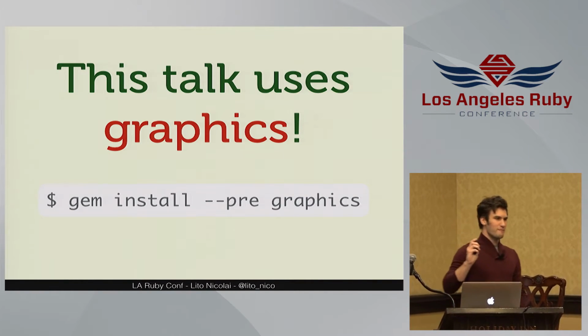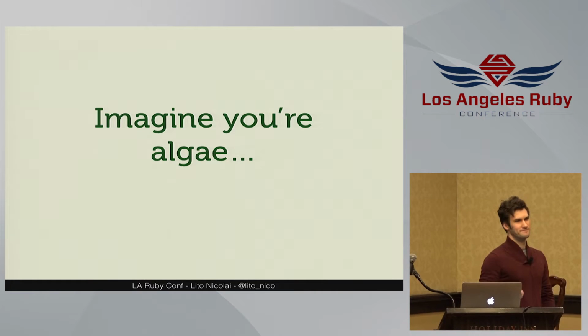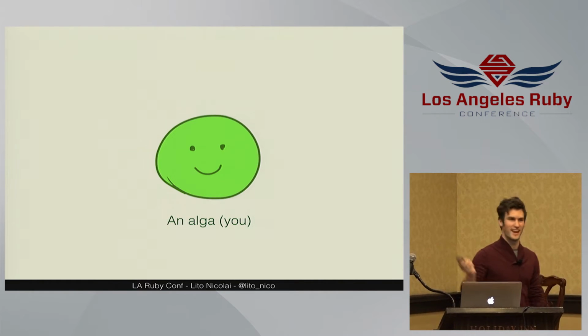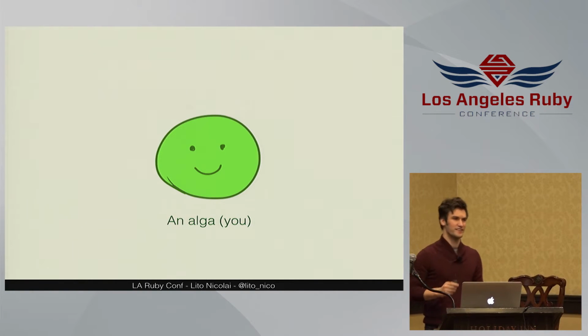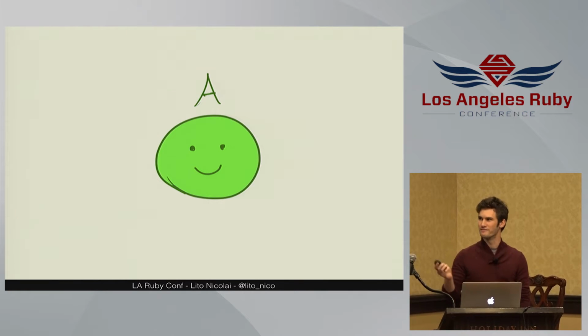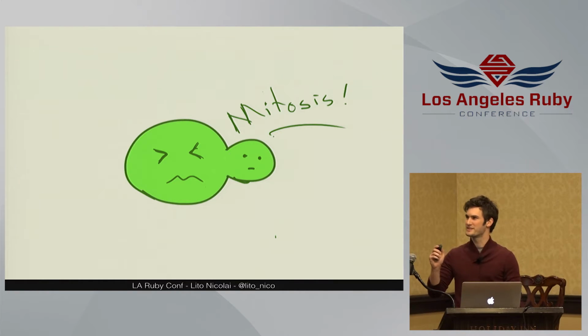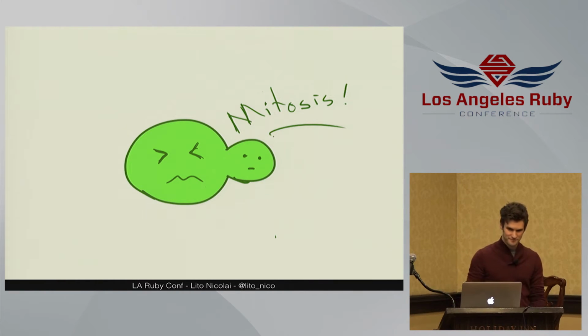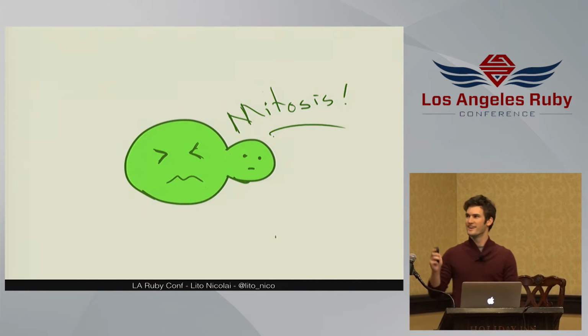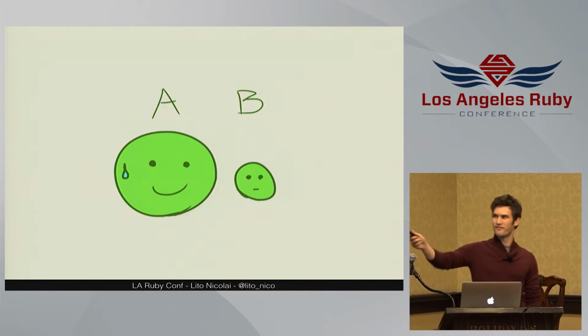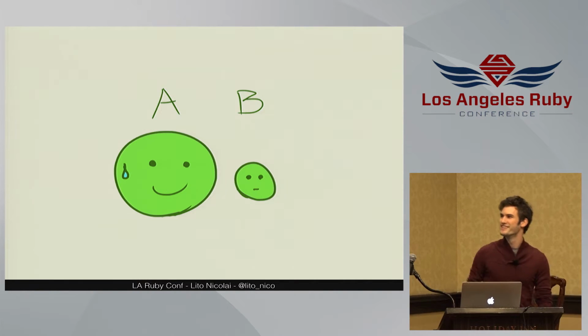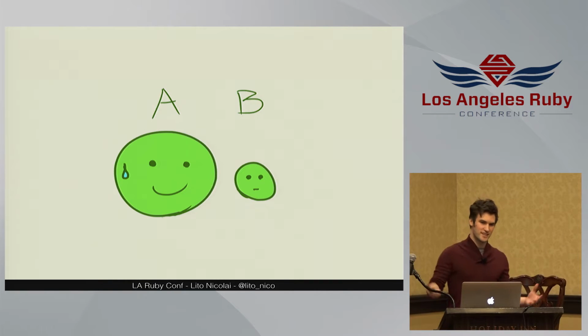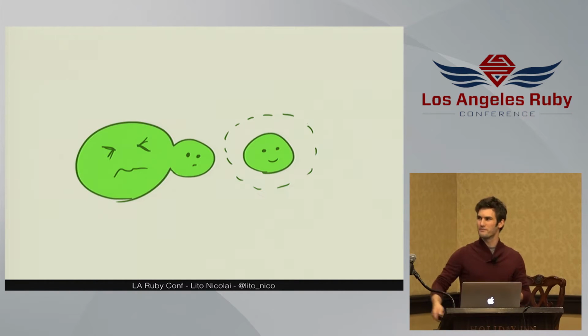So imagine you are algae. Here's you, an alga. And we'll call you A for alga. And you're going to do what algae do, which is make more algae, in a process called mitosis. And so when you're done, you'll still be there, but you'll also have B, a baby algae. And so this process continues. Your baby will grow up, and you'll split off more.